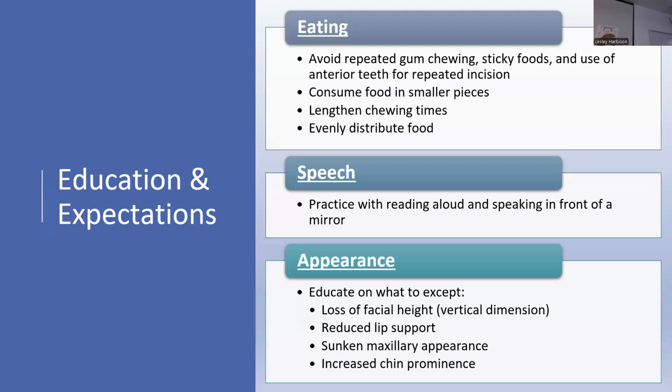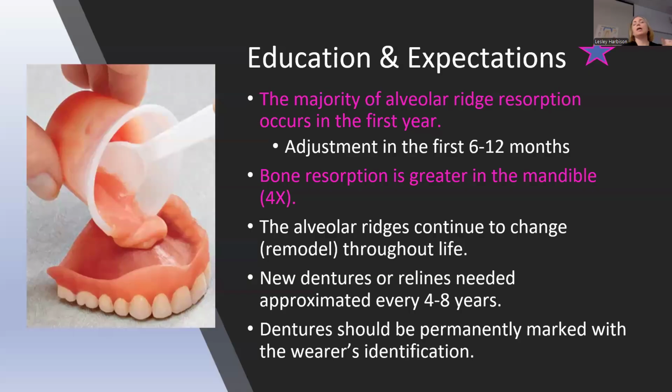That vertical dimension, I couldn't think of that word when I was trying to describe it, between their nose and their chin, they might get some loss. Hopefully when their partial or prosthesis is in the mouth, it'll look full, but as they take it out, they'll lose some of that vertical dimension, obviously because they don't have teeth there. So there are going to be some physical changes: reduction in lip support, sunken maxillary appearance, and increased chin prominence are all different types of changes.